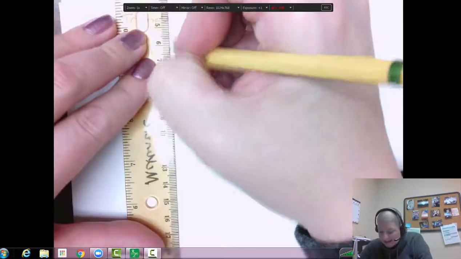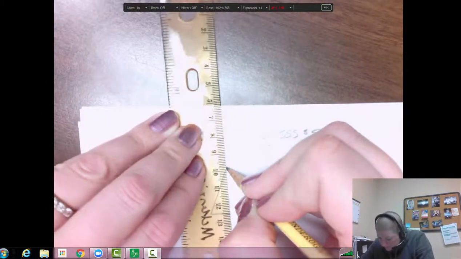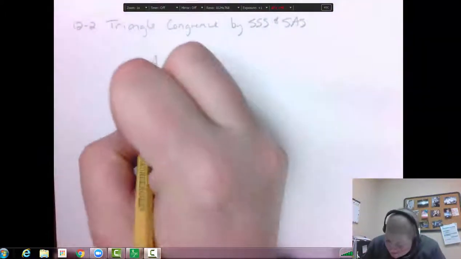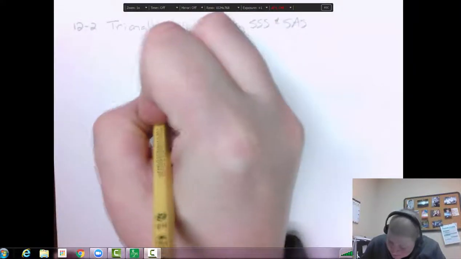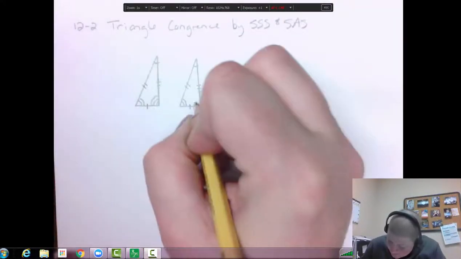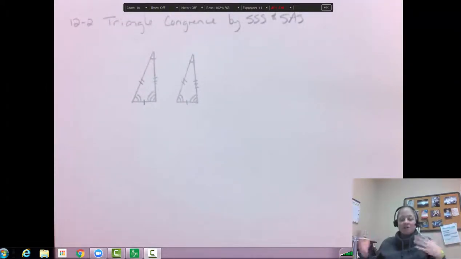So let's just say I should have drawn this one first, but that's okay. Let's say I have a couple triangles here. All right, so if these are my two triangles, and I know this side is congruent to this side, and I know this side's congruent to this side, and I know this side is congruent to this side, and this angle and this angle, and these angles and these angles are congruent, then I know that these two triangles are congruent because every side and every angle are congruent.